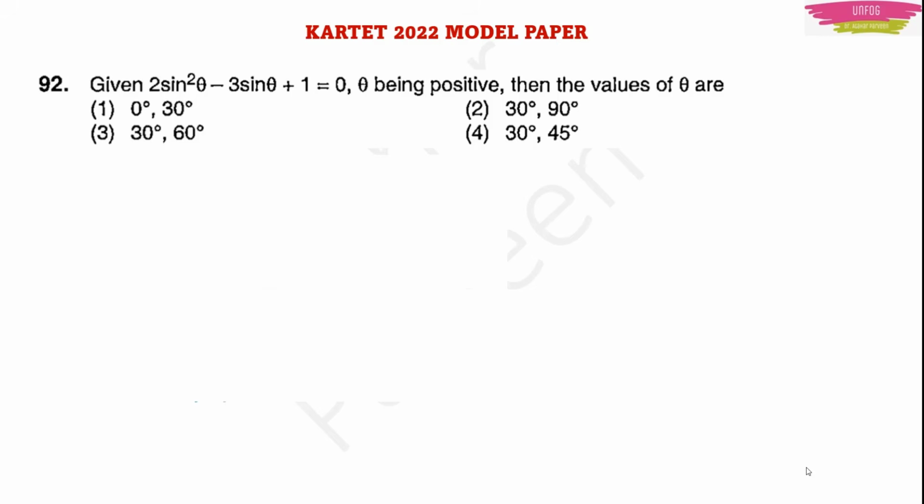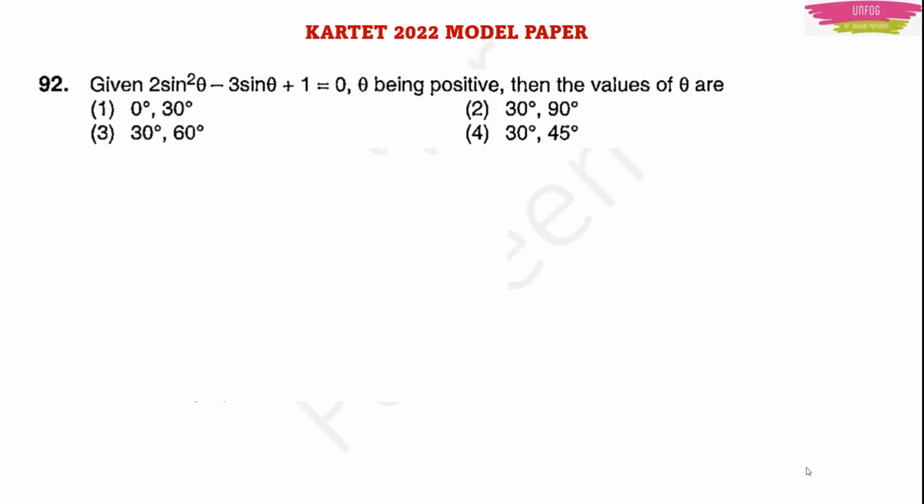The question is, given 2 sin²θ − 3 sin θ + 1 = 0, θ being positive, then the values of θ are. They are given one relation. Using this relation, you have to find the value of θ. Okay, there are two values of θ if you see the options. Here, the phrase 'θ being positive', you ignore that. You don't need it right now.